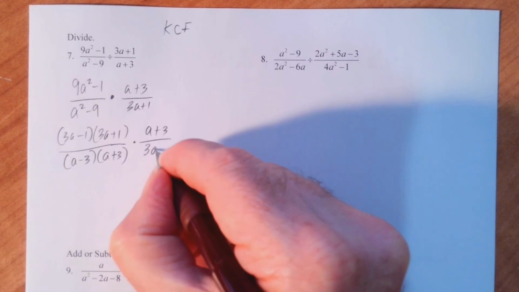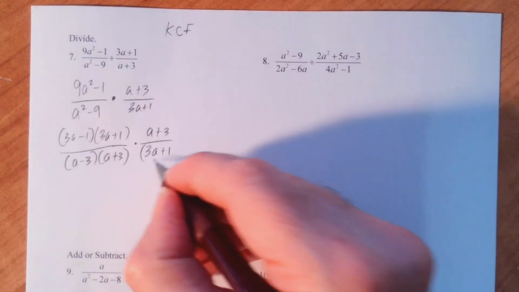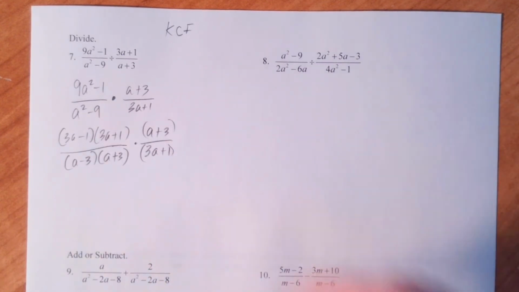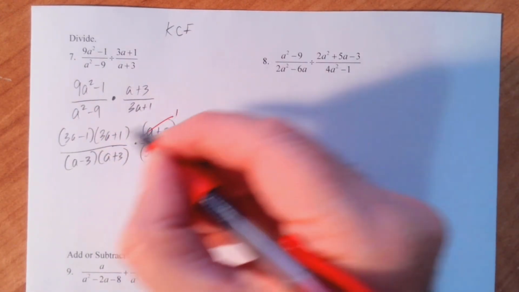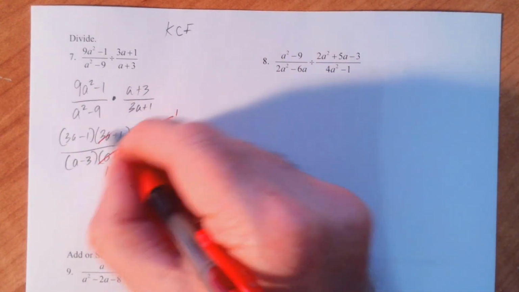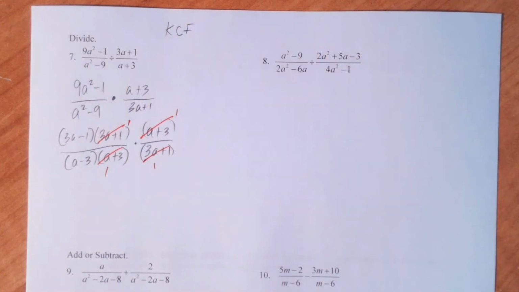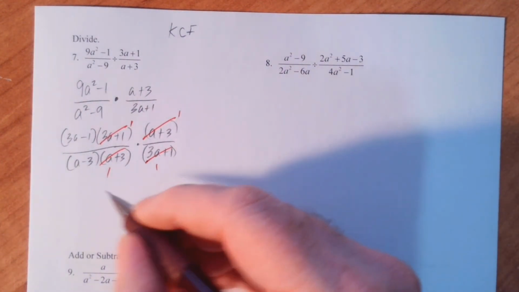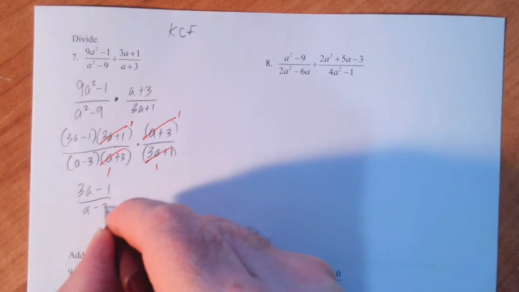So let's go ahead and rewrite this part. That's all factored. So again, I'm going to put parentheses around any binomials that I cancel. Let's see, I've got an a plus 3 here and here, and a 3a plus 1 and a 3a plus 1 here. So I'm going to be left with 3a minus 1 over a minus 3.